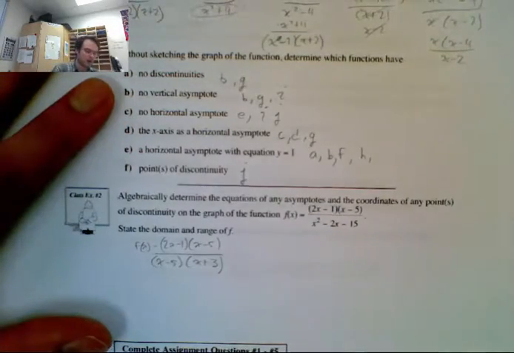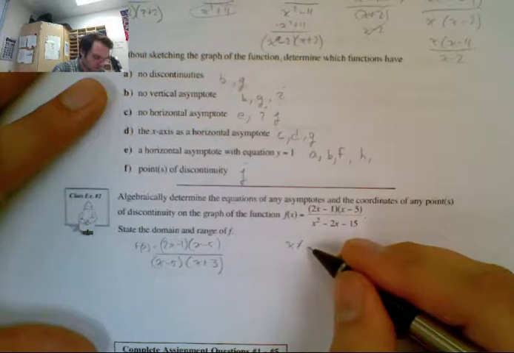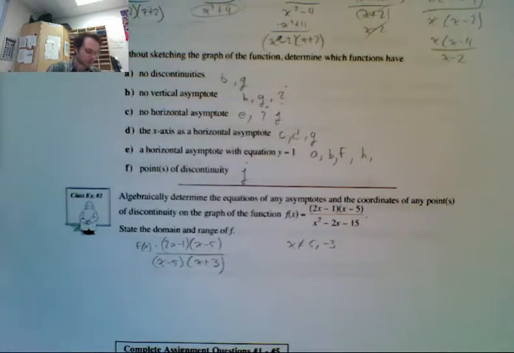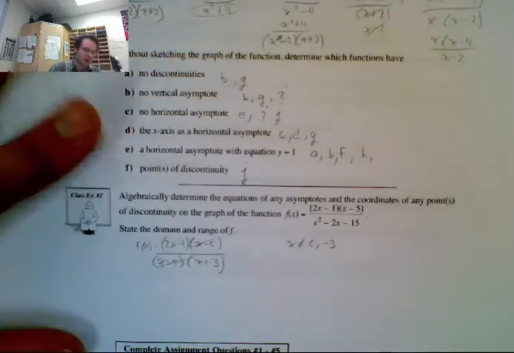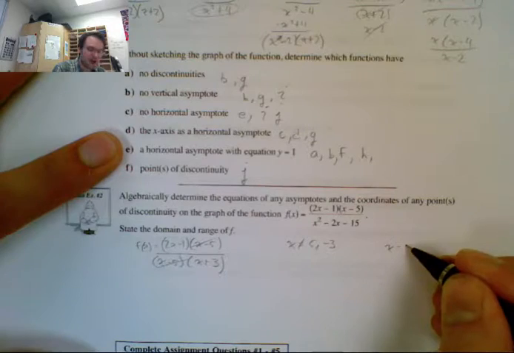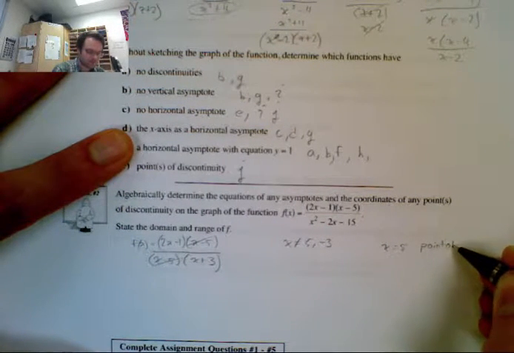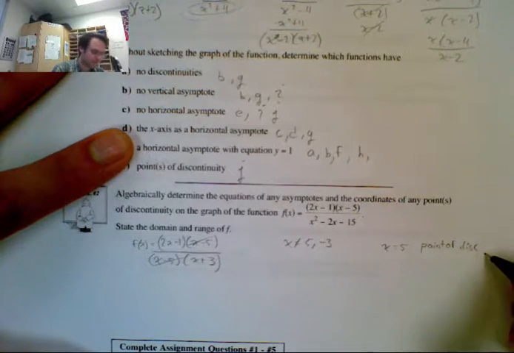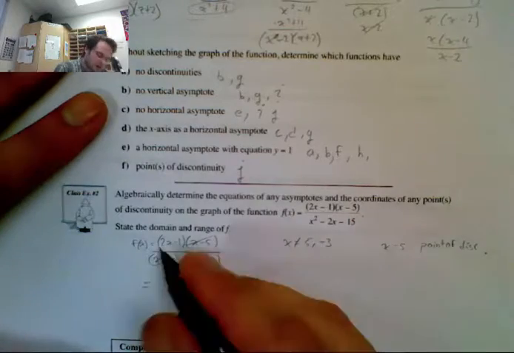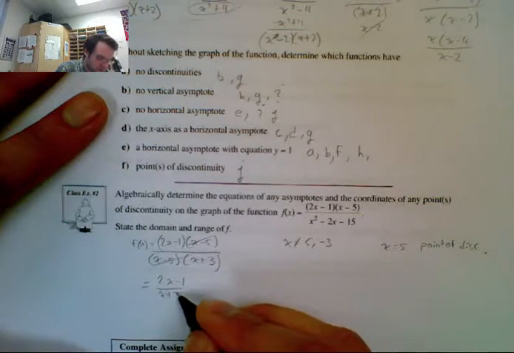Okay, so what do I know? I know x cannot equal 5 and negative 3. Okay? I cross this off. I have a point of discontinuity. So at x is equal to 5 is a point of discontinuity. Now we're left with 2x minus 1 all over x plus 3.